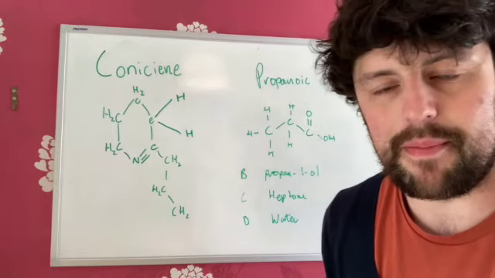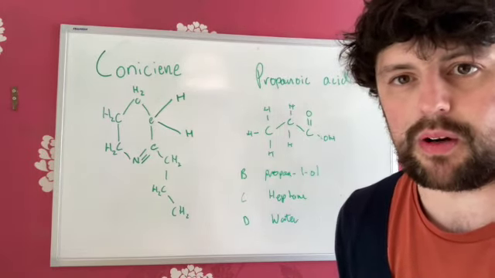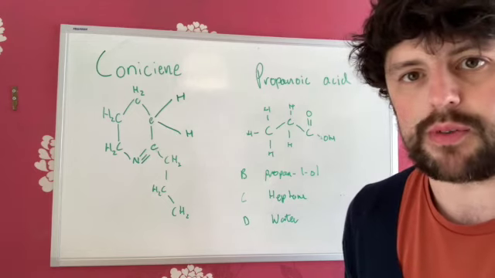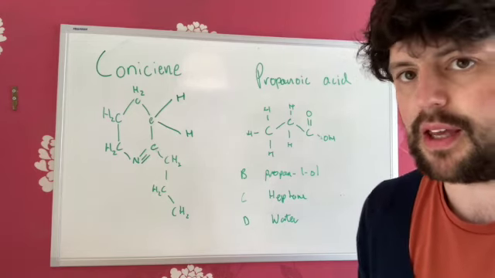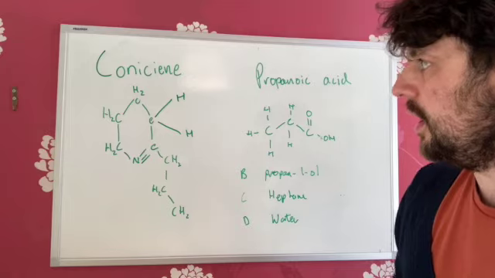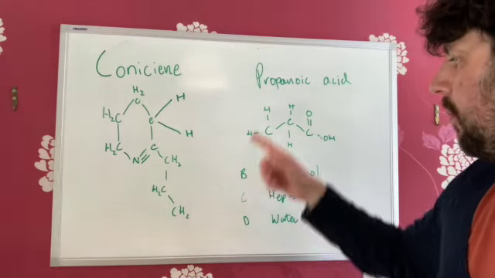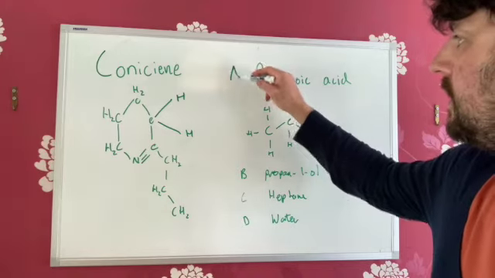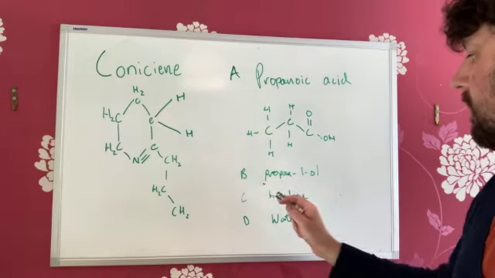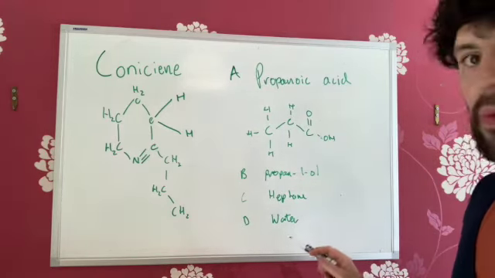Hi everyone, I've been asked a question about question 16 this week, so I'll give you a little bit of a hint here. In question 16 you have the molecule conosine and you've got to figure out which solvent it is soluble in. So you've got propanoic acid, propanol, heptane and water.